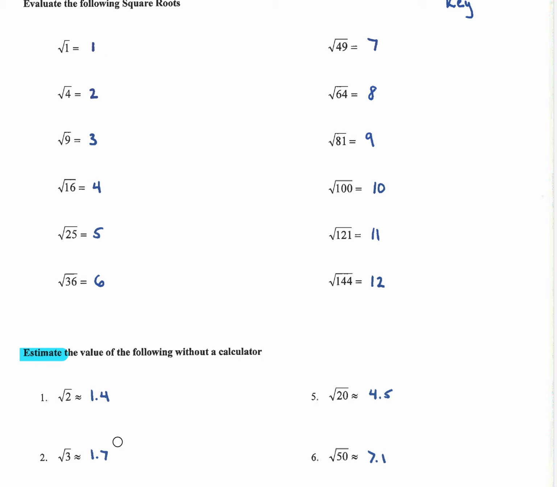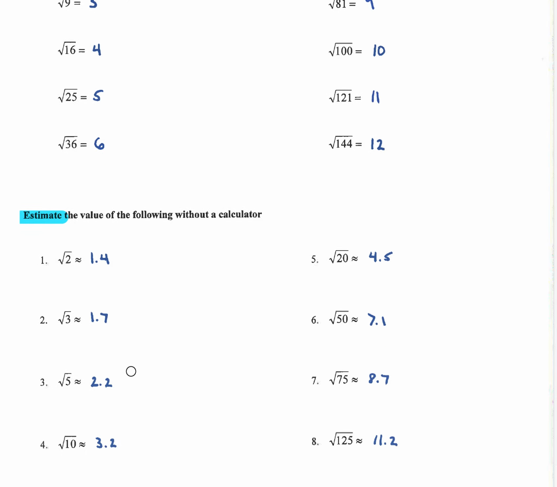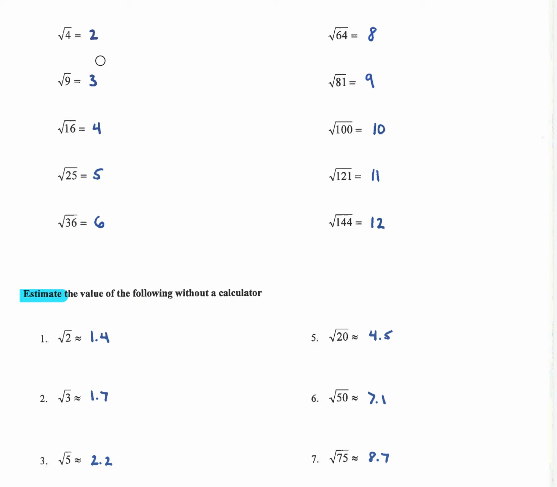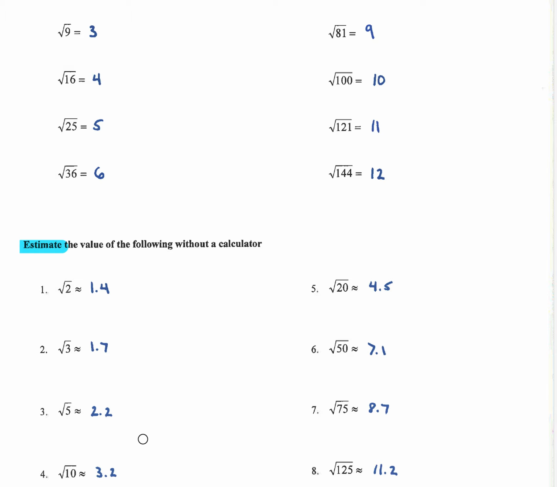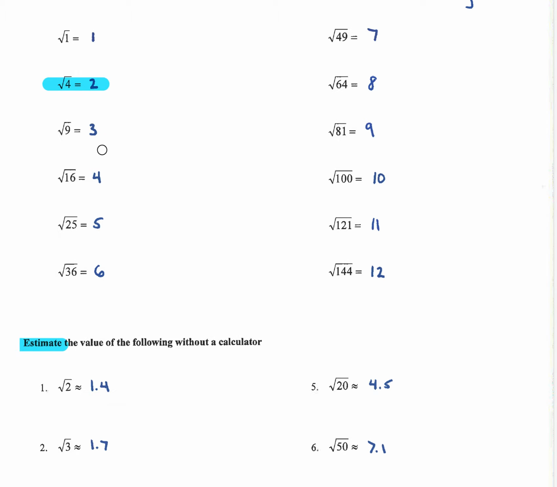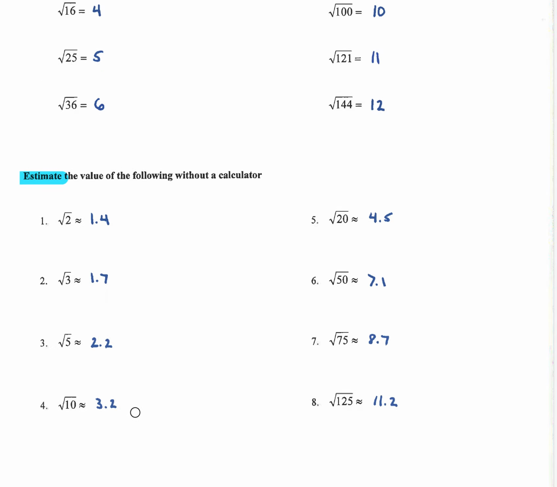Square root of 3, well, that's probably more like 1.7 because it's not as big as the square root of 4, so it's not 2 yet, but it's bigger and it's closer to that, so you say 1.7. Okay? Square root of 5, what is it? Well, it's a little bit bigger than the square root of 4. We know the square root of 4 is 2, so then square root of 5 is maybe 2.2 or 2.3 or 2.1, somewhere in that range. Square root of 10, well, we know the square root of 9. Square root of 10 is just going to be a little bit bigger. So 3.2, 3.1, something like that.